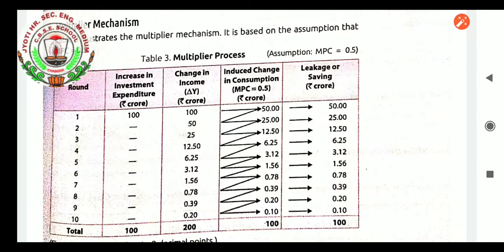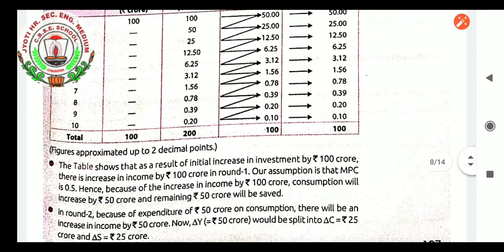Increase in investment, it is showing only 100, one time only. Change in income, you can see variations are there, as the income is going down one by one. Induced change in consumption, you can see MPC, it is just going down as the income is going down. Leakage or saving, definitely when the income is going down, it will impact the savings also, and savings will also decline as compared to income.